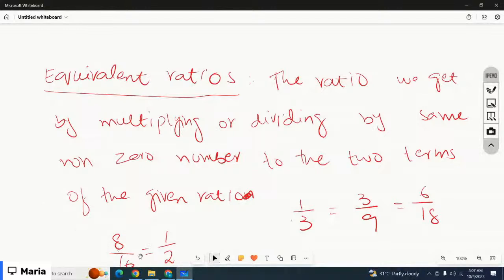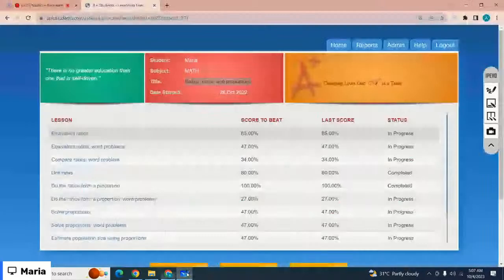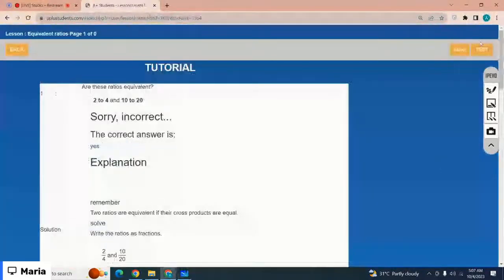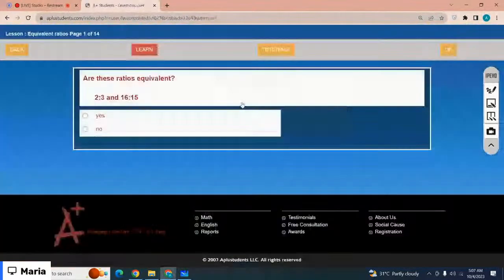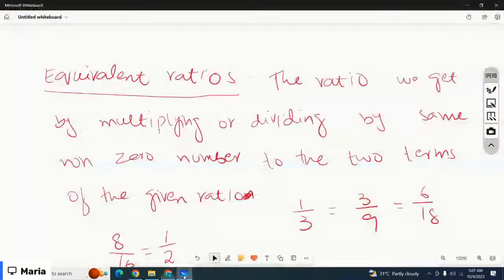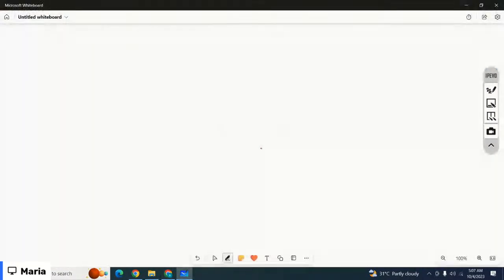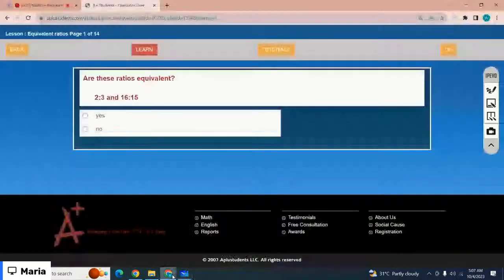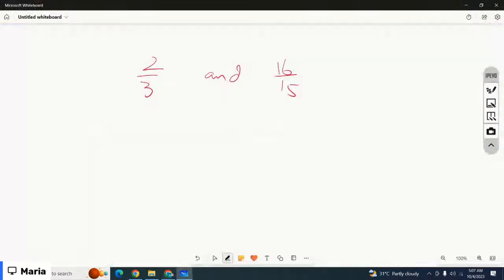Let's start with the equivalent ratios. Are these ratios equivalent? You are given two ratios. You need to see if they are equivalent. How do you see? 2 over 3 and 16 over 15. So, how do you see if they are equivalent?